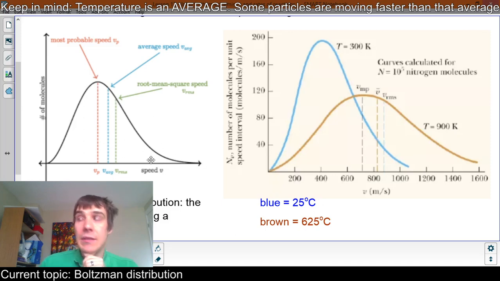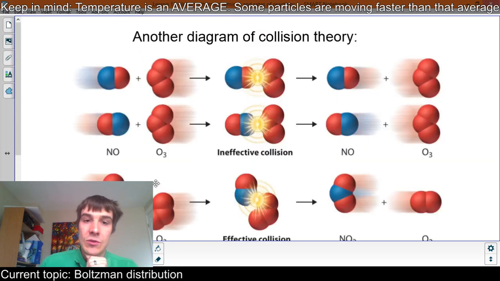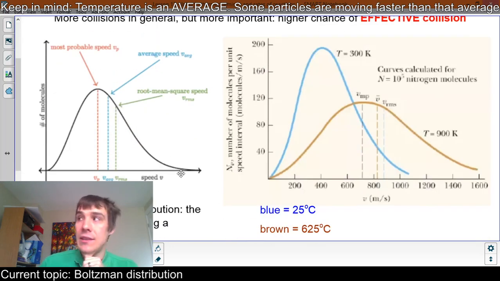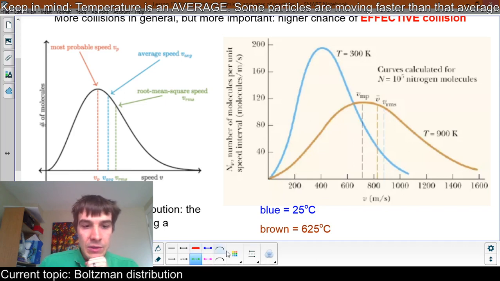There are some particles that will have enough energy to collide and do a reaction according to collision theory, even though the average isn't there. Of course, if the average moves forward, you have more chance. So this is the kind of roller coaster thing, right? Why I talked about the roller coaster.